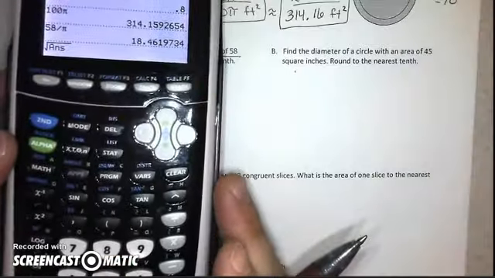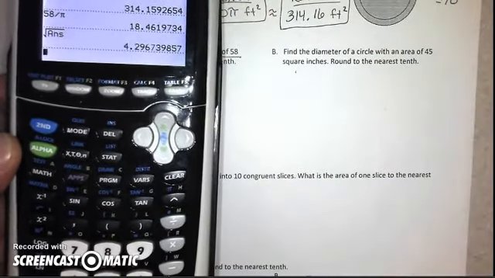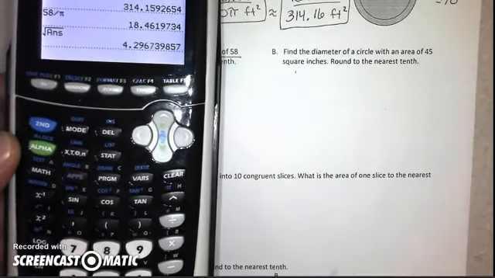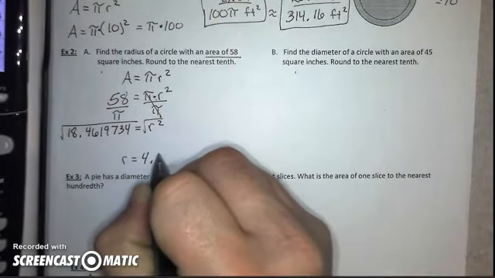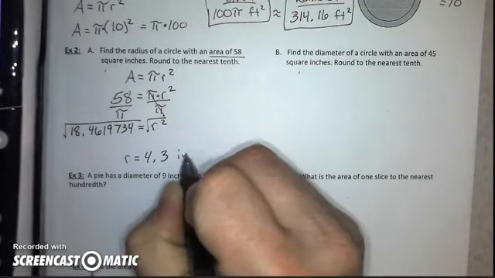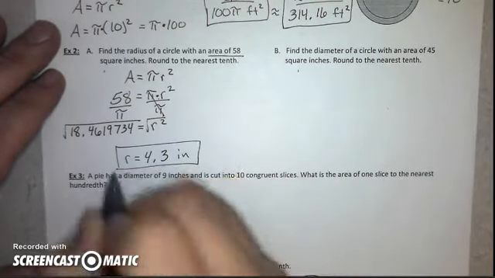Okay, so I'm just going to do the square root, and I can pull back the previous answer like that. And so we get about 4.2967, but we are going to round that to the nearest tenth and get 4.3 inches. It's just a radius measurement we found, so it's just inches, not square inches.